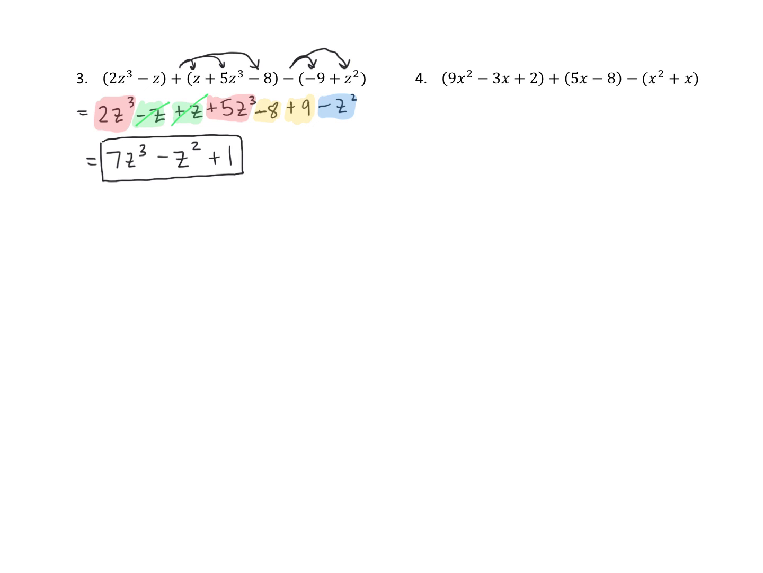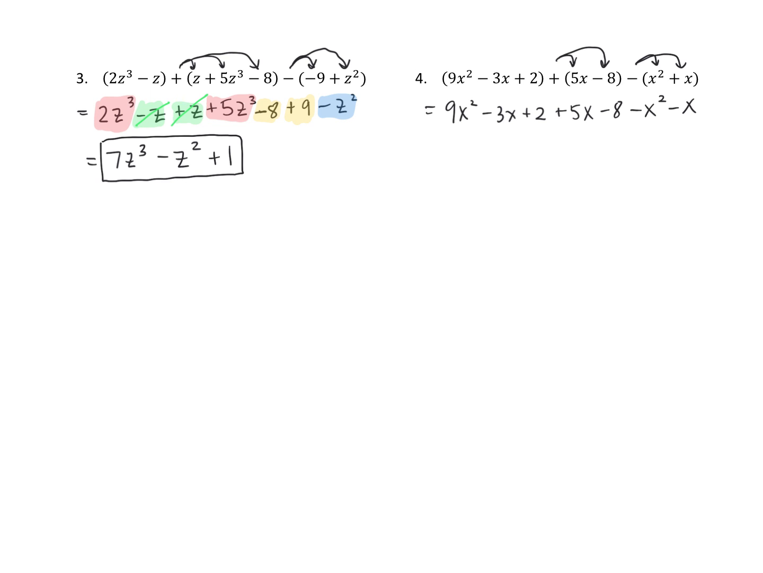Number 4, again, our first set of parentheses. There's no negative or anything in front to distribute, so I just bring everything down. Second set of parentheses, when you distribute a positive 1, it doesn't change anything. And then the third set of parentheses, I'm distributing a negative 1, so that will change the signs. So we end up with negative x squared and negative x.